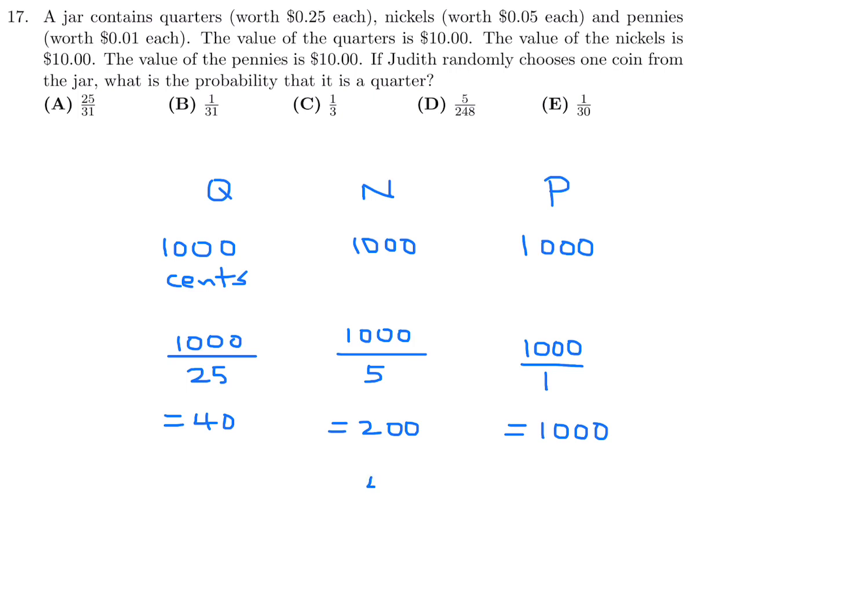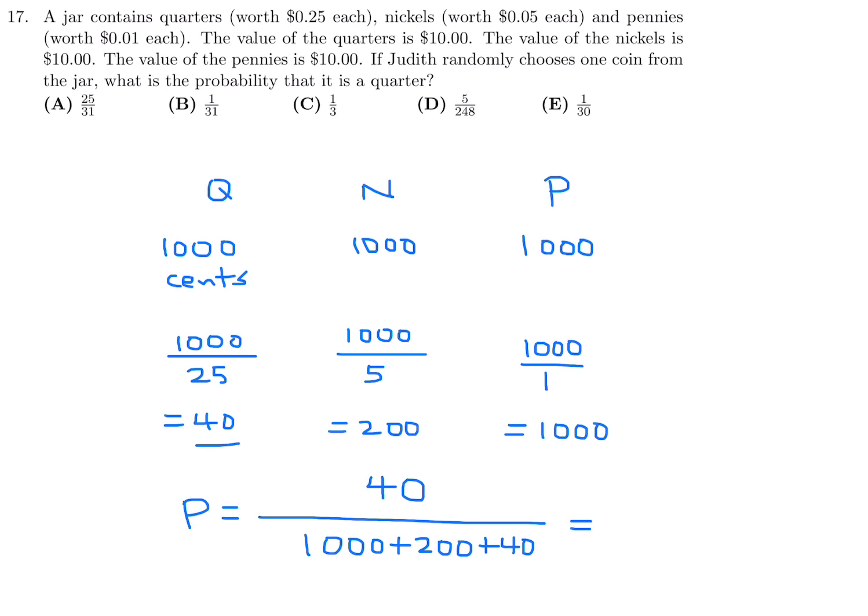Well, if you pick one coin, the probability that it's a quarter is 40, which is the numerator. That's how many quarters, over the total number of coins, which would be 1,000 plus 200 plus 40. And therefore that is 40 over 1240. In lowest terms, if you divide top and bottom by 40, you'll get 1 over 31. So number 17, the answer is B.